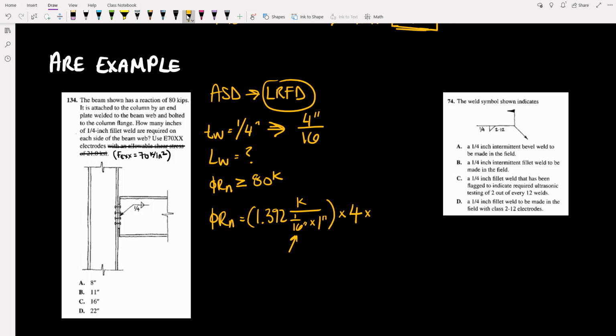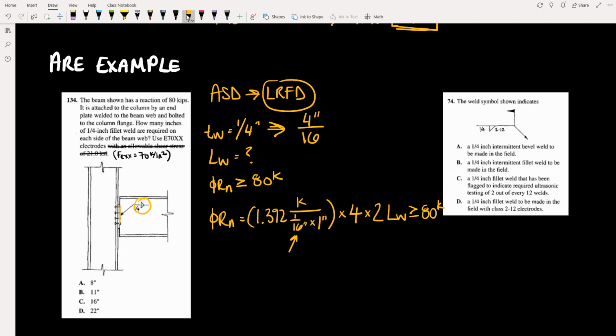Next we have the length of our weld, and the length is going to be the length on one side. But of course the weld symbol is showing that we will apply a weld on both sides. And so we can multiply our length of weld by 2. This must be greater than or equal to 80 kips.